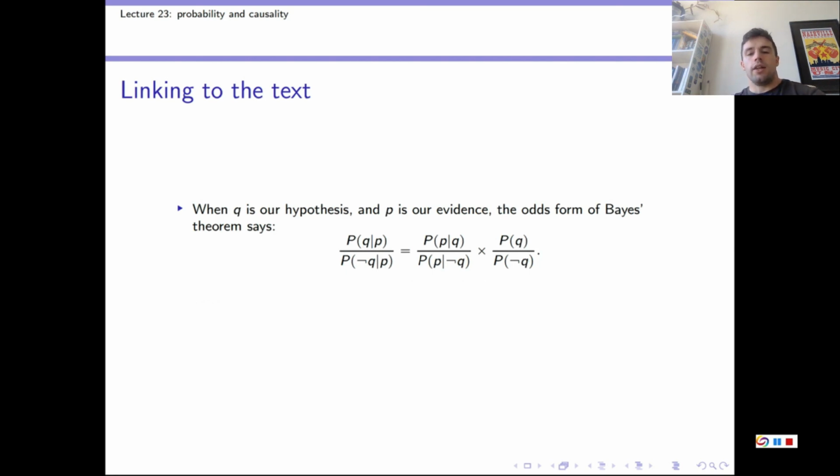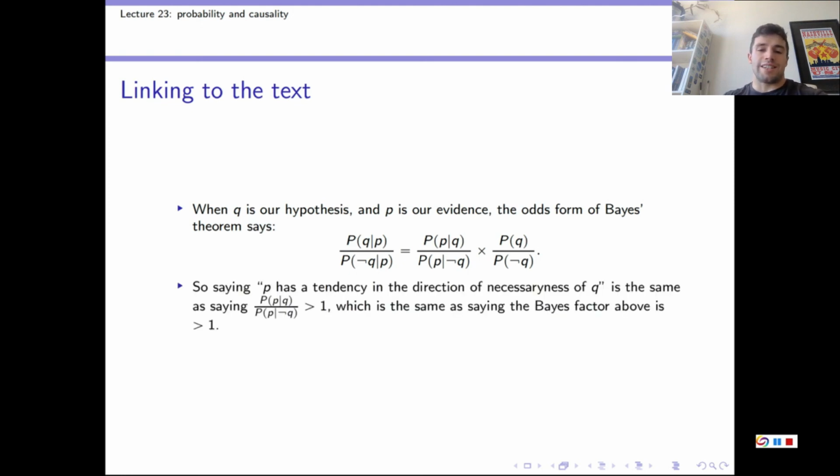And similarly, if we think instead of Q as our hypothesis and P as our evidence, then the odds form of Bayes' theorem told us this: P of Q given P over P of not Q given P equals the Bayes factor times the ratio of the priors, so equals P of P given Q over P of P given not Q times P of Q over P of not Q.